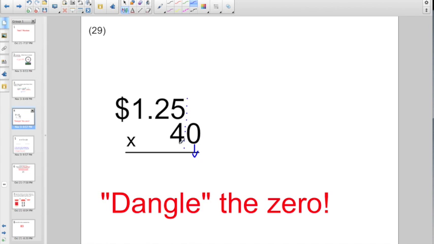Let's start off here. 4 times 5. 4 times 5 is 20. I'm going to write down my 0. I'm going to carry my 2. 4 times 2 is 8, plus 2 more. Hey, that makes 10. And our last one, 4 times 1 is 4, plus 1 more is 5. Now would be a good time to bring down your 0.